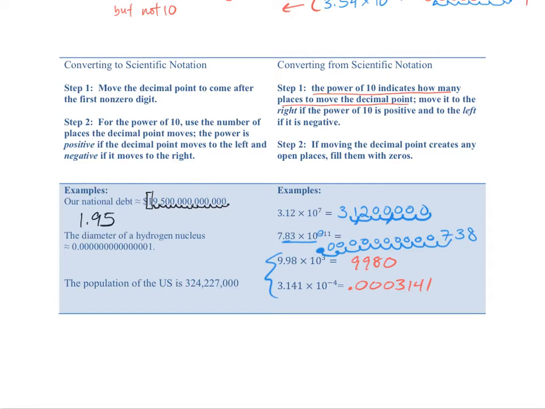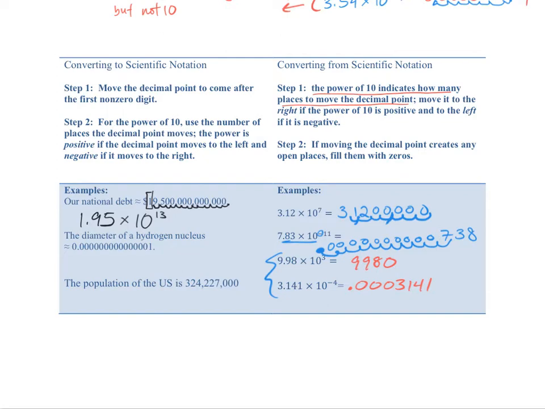So how far did I move the decimal point? I had to move it 13 spaces. So that means I would have to raise this times 10 to the 13th power. Read very carefully. It says move the decimal point to come after the first non-zero digit. Then for power of 10, use the number of places the decimal point moves. The power is positive if it moves left and negative if it moves right.